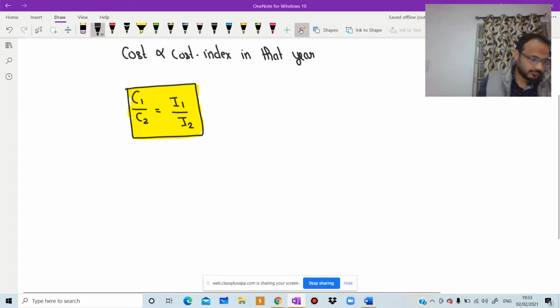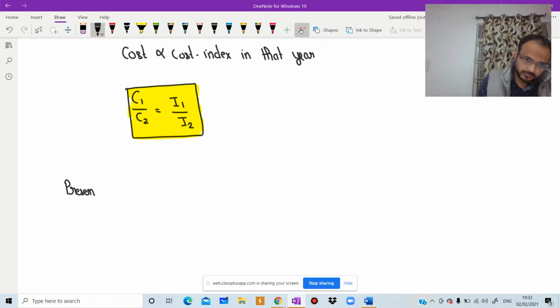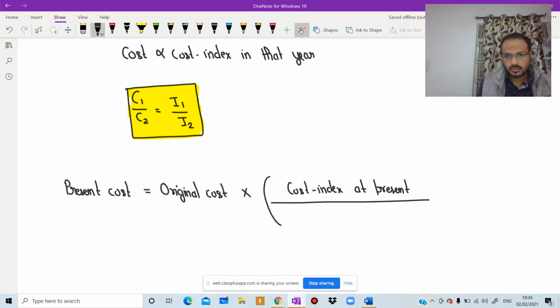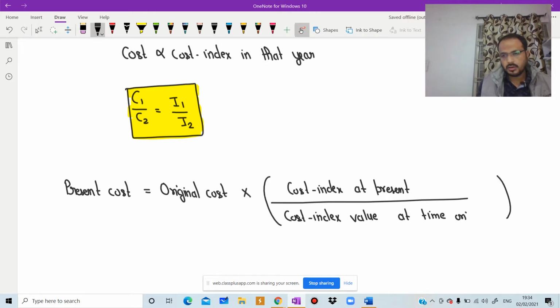Or you can write like this: present cost is equal to original cost into cost index at present, divided by cost index value at the time the original cost was obtained.